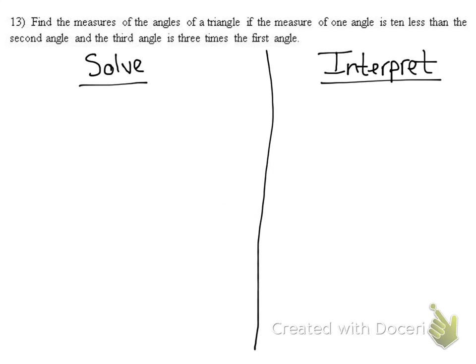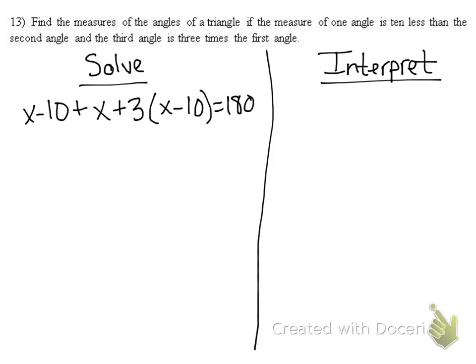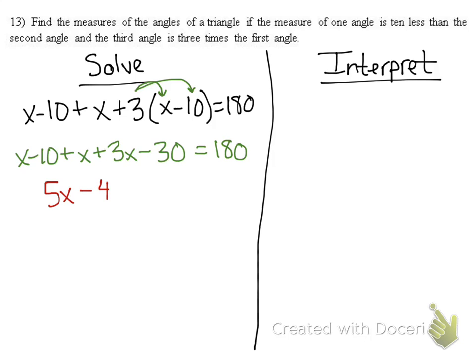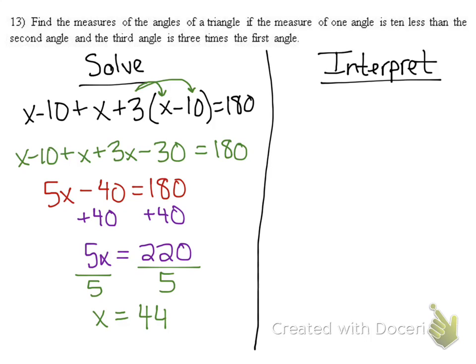Now we need to solve and interpret this situation. So in the solve box, we're going to rewrite the equation that we wrote in our translate step. And then we'll go ahead and solve for x by first distributing the 3 and then combining our like terms and doing what we need to do to get x by itself. And so our result from solving that equation is x is equal to 44.